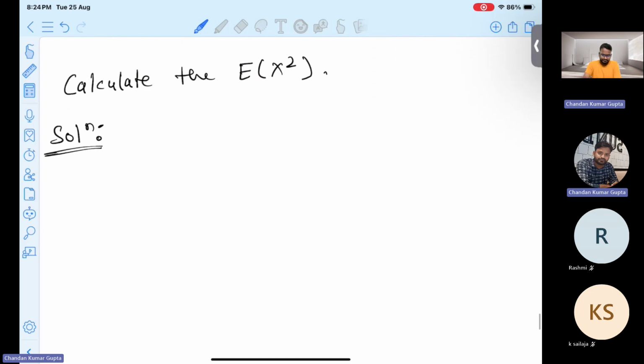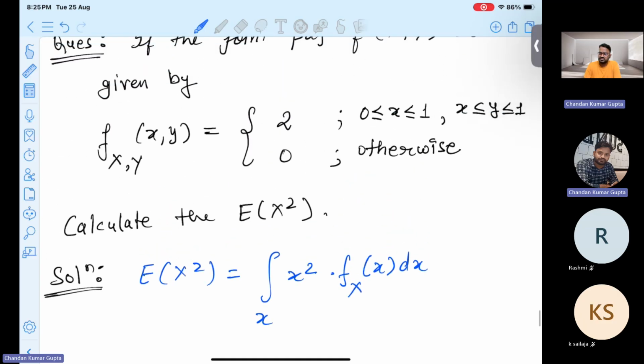Now, as we know, the expectation of x square, since it is continuous in nature, is the integral of x square into f(x) dx. Simple. And we are given the joint distribution of random variables x, y.